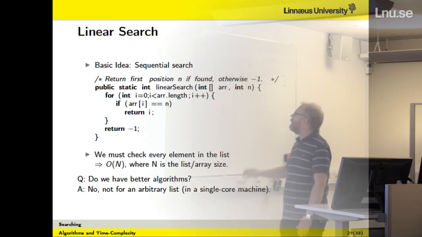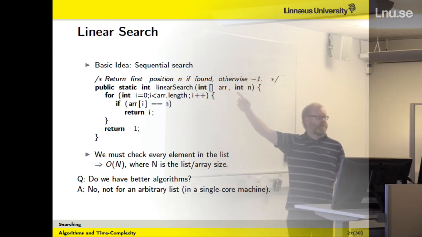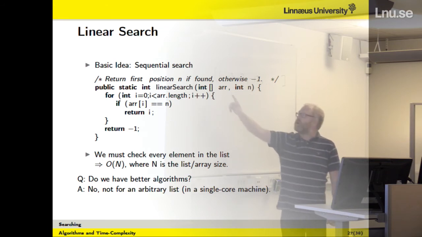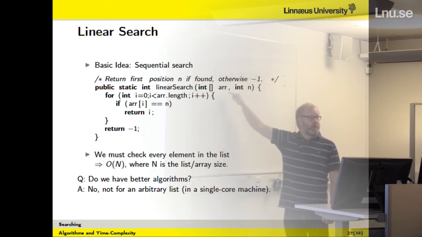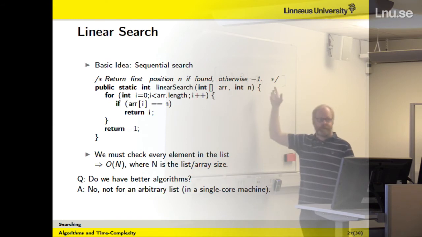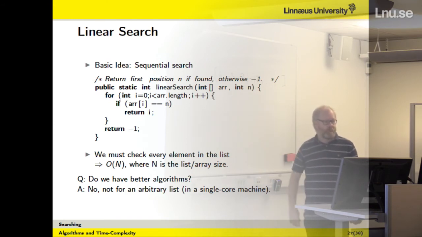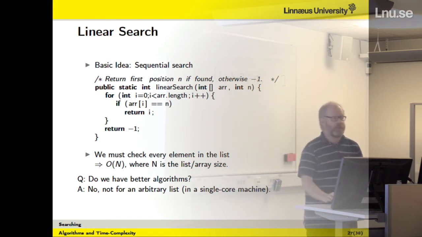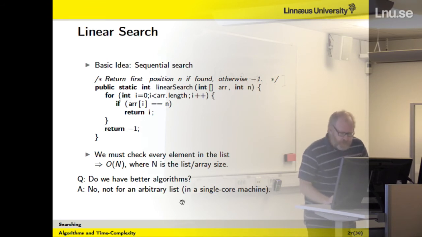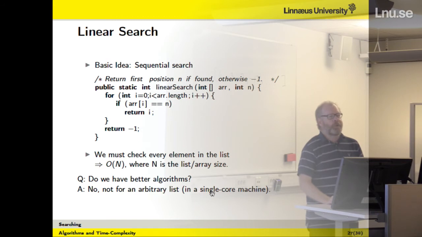There is no way. If we have an unsorted list that we should search for something, in the end, we must go through all the elements to look for it, to see if we can find it or not. So there is no better way to do it, at least not for an arbitrary list.